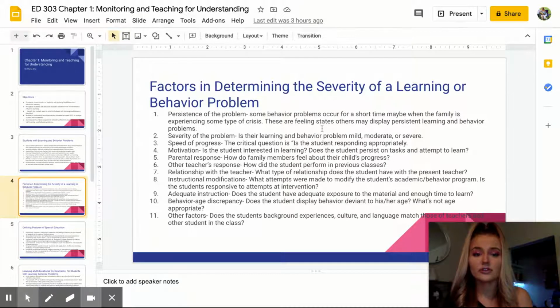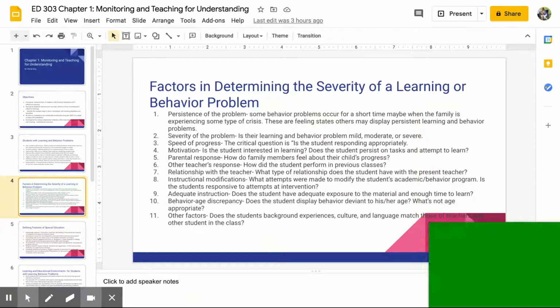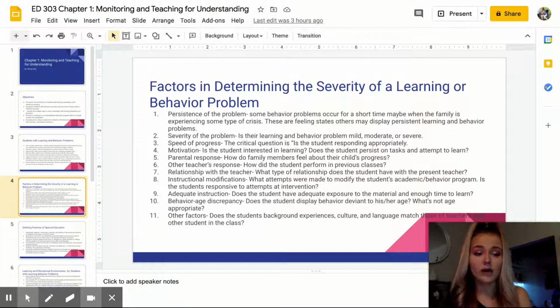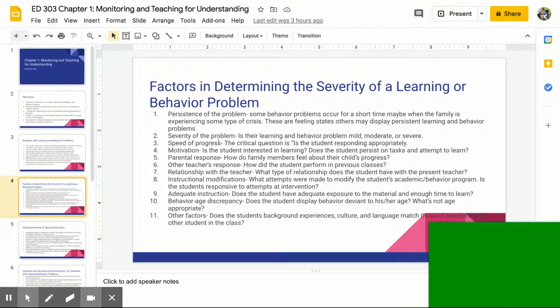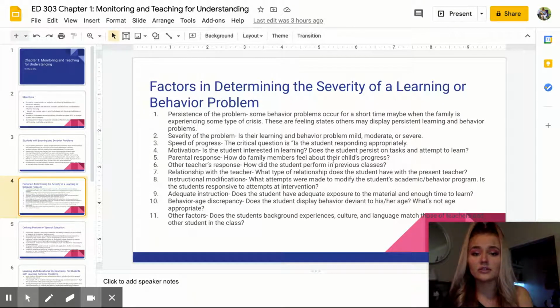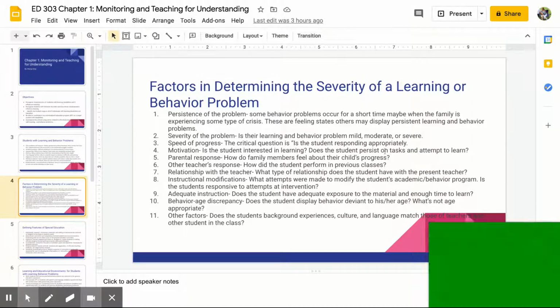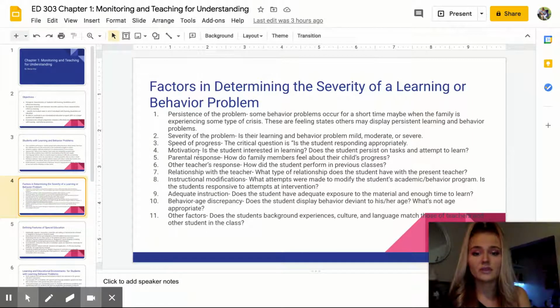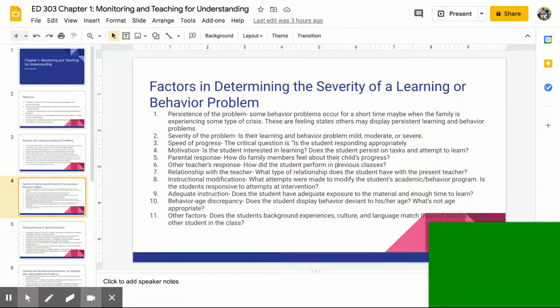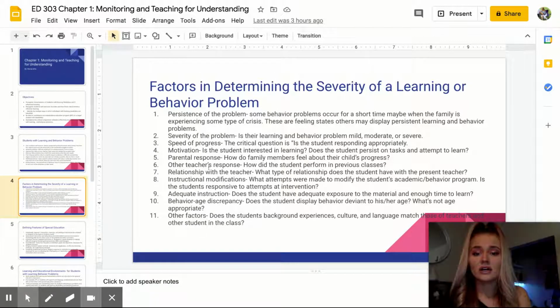Factors in determining the severity of a learning or behavior problem. The persistence of the problem, so how often the problem occurs. The severity of the problem, is their learning and behavior problem mild, moderate, or severe? Speed of progress. The critical question is the student responding appropriately? Motivation. Parental response, how do family members feel about the child's progress?